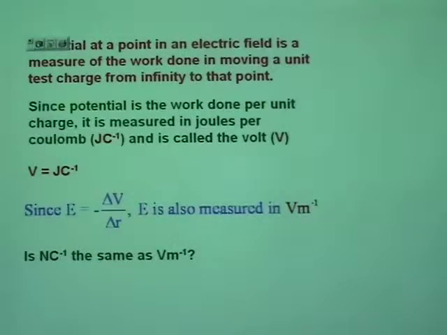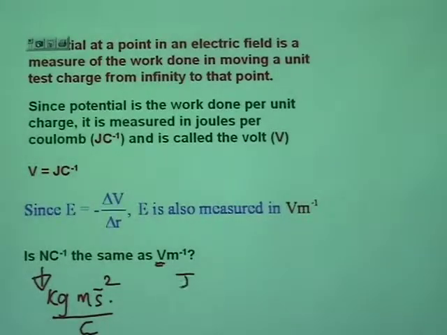Now, what is a Newton? Anybody tell me what a Newton is? A Newton is kilogram meter per second squared. Now, Newton per Coulomb will be kilogram meter per second squared divided by Coulomb. Now, what is a volt? We said a volt is joules per Coulomb. So a volt per meter is joule divided by Coulomb times meter.